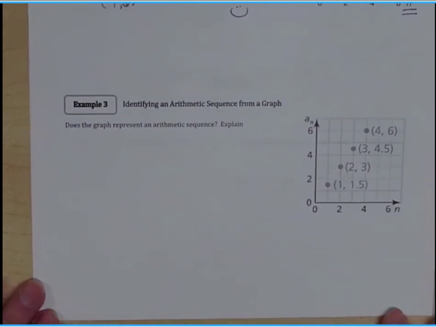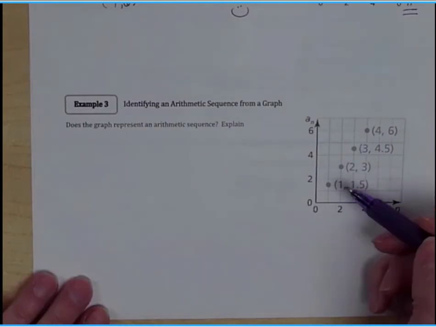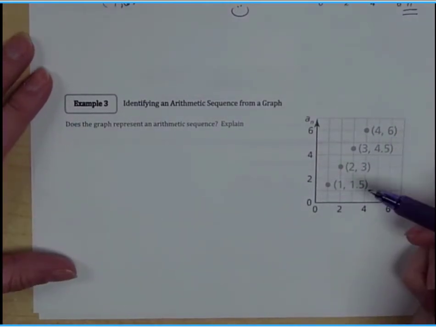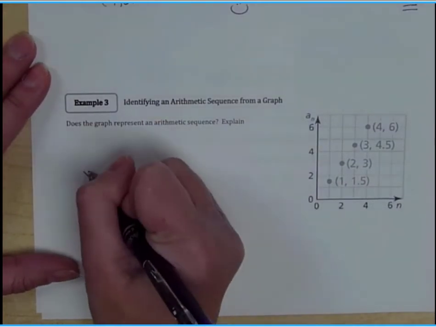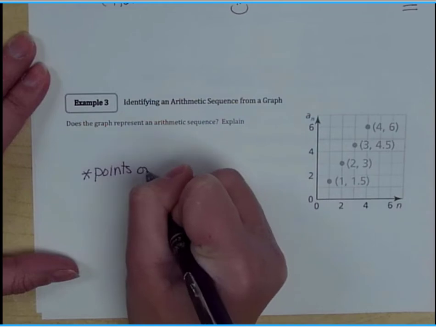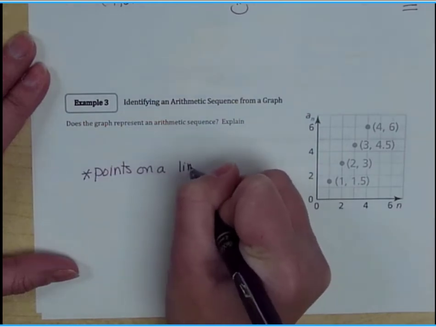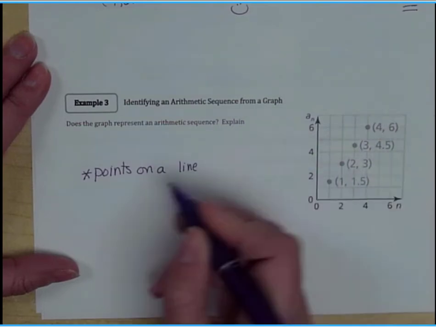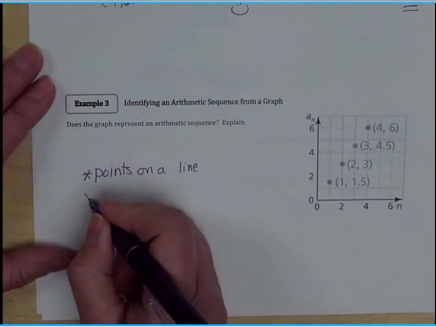So let's take a look at this last one. Is this an actual sequence? Well, I don't know. Let's take a look. What makes it an actual sequence? Do we have points on a line? Well, if I were to draw a line, yep, that works.